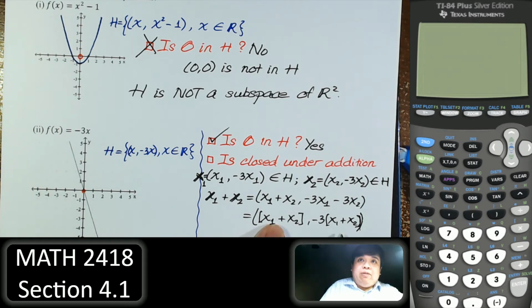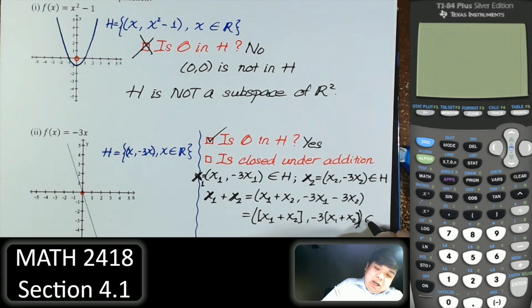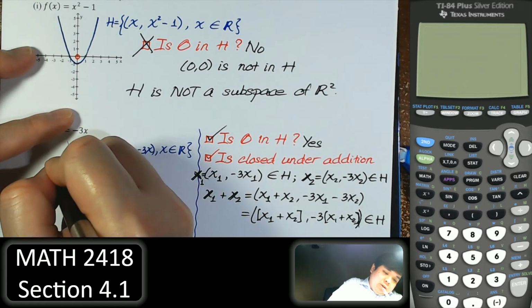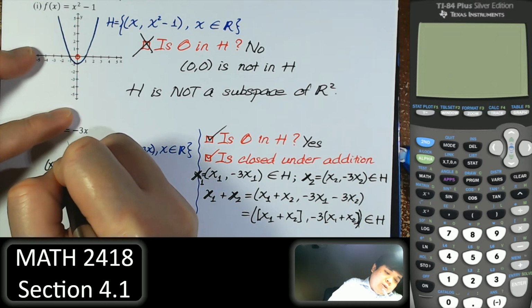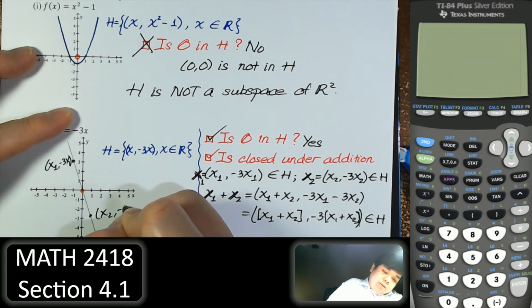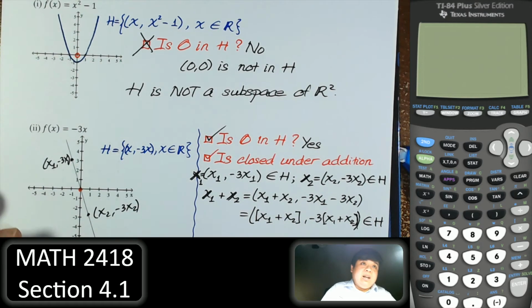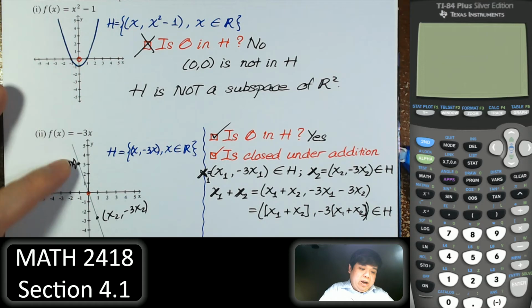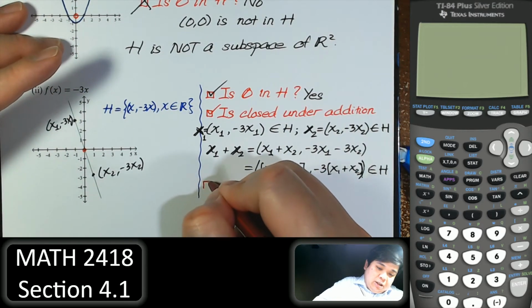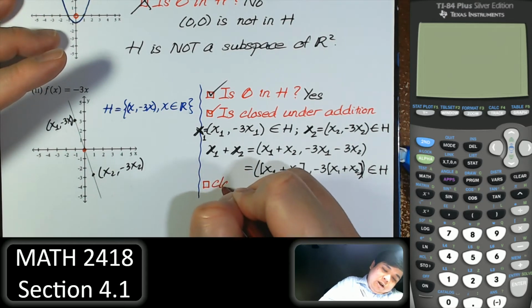Since it is in this form, as you see, the first component and negative 3 times the first component, this is definitely in H. So that is closed under addition. So if you pick a point like x1, negative 3x1 and then x2, negative 3x2, and then when we add them, it will be a point somewhere in here. Now, is that closed under scalar multiplication?